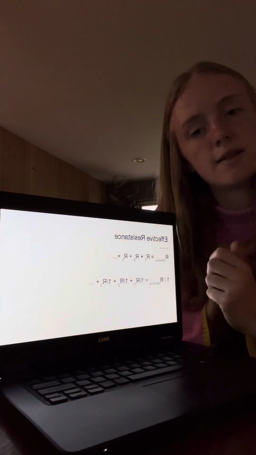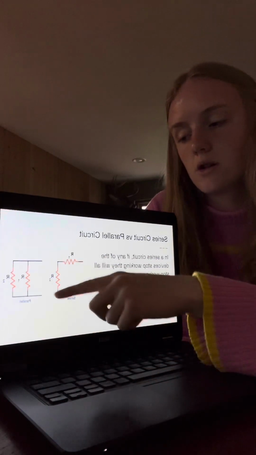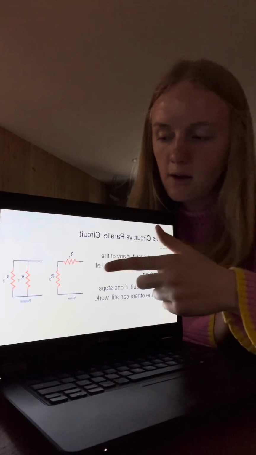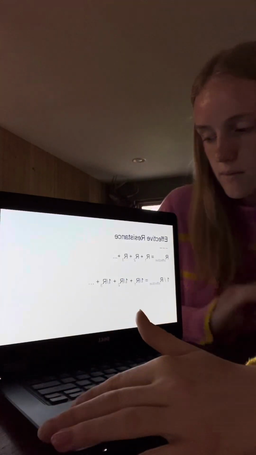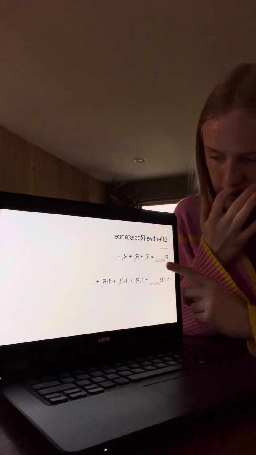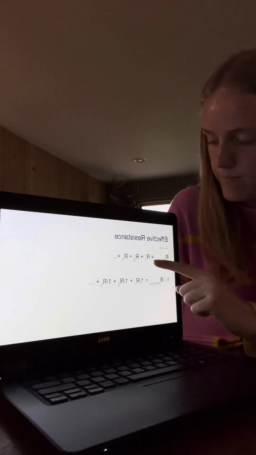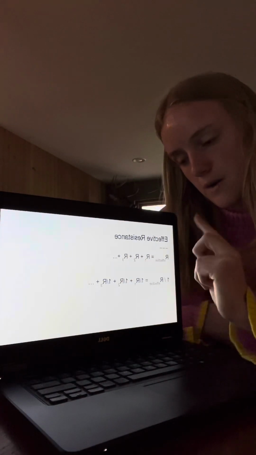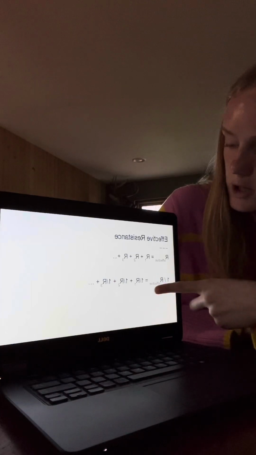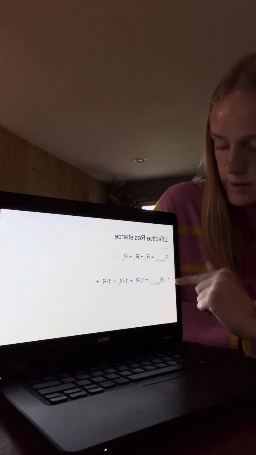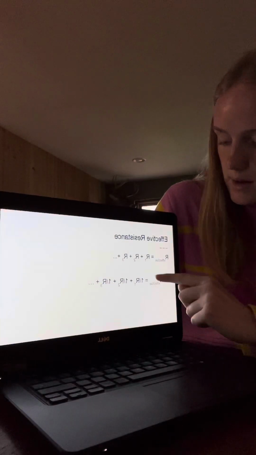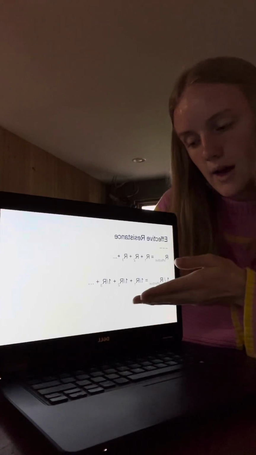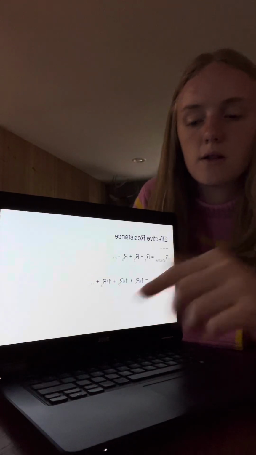And effective resistance is basically the sum of all the resistors equaling 1 effective resistor. So it's as if we could replace them with just 1. This is the equation for a series circuit, and it's just adding them: R1 plus R2 plus R3, and so on. And that would equal 1 effective resistor. And then for a parallel circuit, 1 divided by R effective equals 1 divided by R1 plus 1 divided by R2 plus 1 divided by R3. And that would give you 1 effective resistor for the parallel circuit.